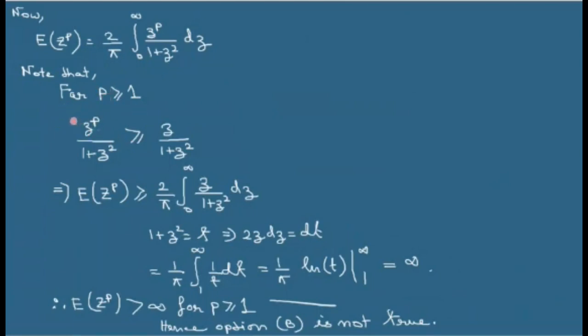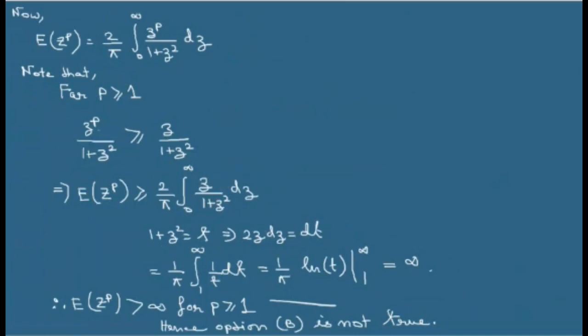We note that for p greater than equal to 1, z to the power p by 1 plus z square will be greater than equal to z by 1 plus z square. The denominator is fixed. p is greater than equal to 1, z is greater than 0. So z to the power p will be greater than equal to z. So expectation of z to the power p, means this integral, will be greater than equal to 2 by pi, integral 0 to infinity z by 1 plus z square dz.